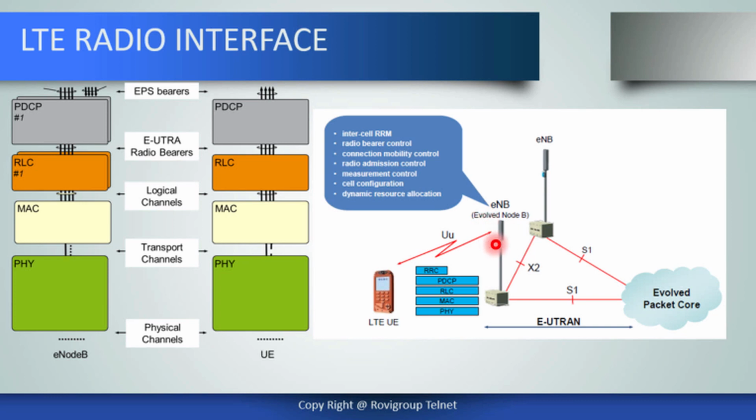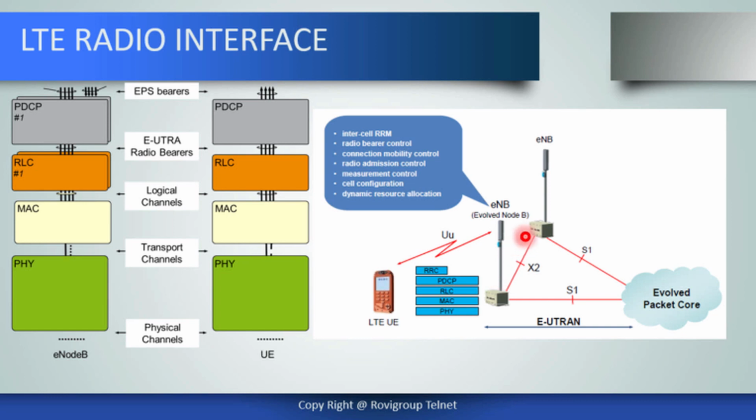Previously, functionalities like inter-cell RRM, radio bearer management, connection mobility control and radio admission control were the responsibility of the RNC. Now the eNode B also has the functionality to perform handovers using the X2 interface. That is why the X2 interface is very important between the eNode Bs, so that the eNode Bs can communicate directly to each other.